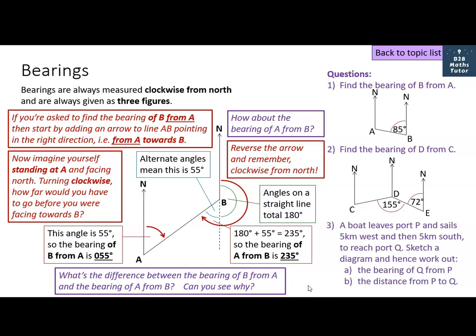Some questions for you to have a go at then. Pause the video, work out your answers, and press play when you're ready to go through them. Answers then. For 1, it's 095 degrees. For 2, 083 degrees. And for 3, A is 225 degrees, and B, the distance is 7.1 kilometers. If you got them all right and you're happy with those, fine, you can finish the video here. If you'd like to see how those answers were worked out, keep watching and I'll go through them on the whiteboard.